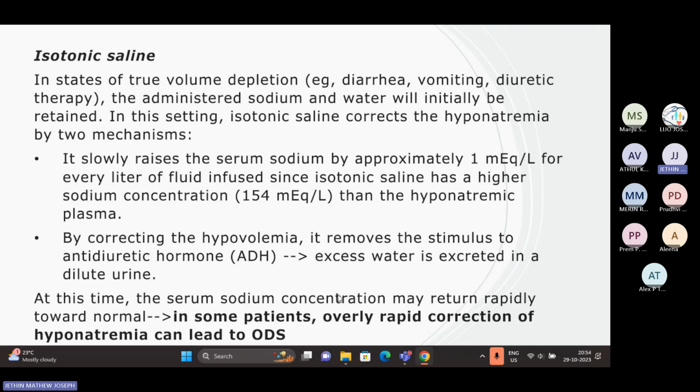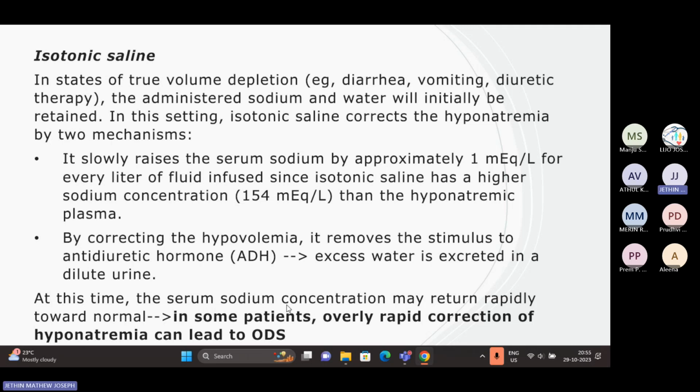So in some patients, when we are correcting the hyponatremia with isotonic saline, it can cause overly rapid correction of hyponatremia, and this can lead to ODS. So be careful while giving isotonic saline in true volume depletion. Obviously, you have to replete the volume with isotonic saline, but then you also have to be careful about the risk for overcorrection once the volume has been repleted.